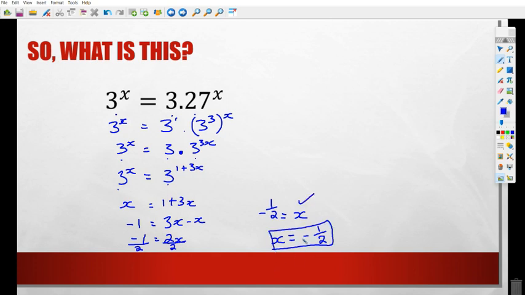Right, and if I take negative 1 over 2 and I put this back into here, and I check in my calculator, I should get the same answer for my left hand side and my right hand side. So you do it separately. You do your left hand side, figure out what the answer is, do the right hand side, figure out what the answer is. If the answers are the same, you're right.